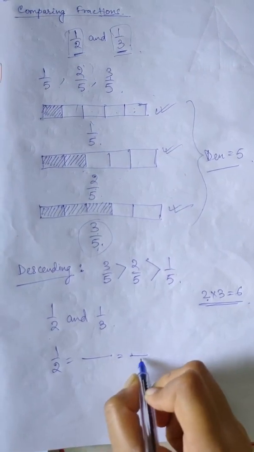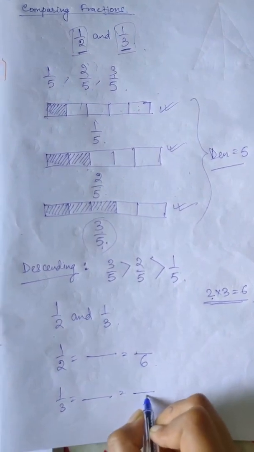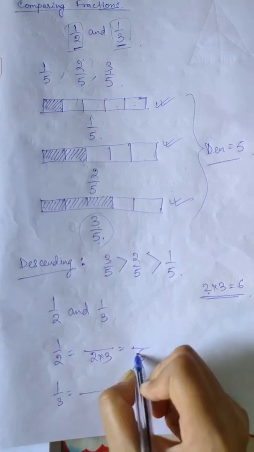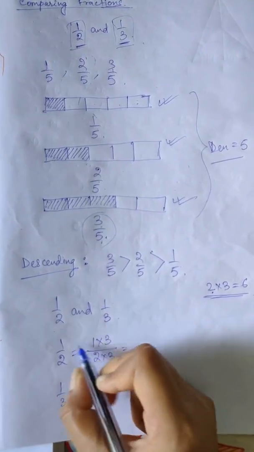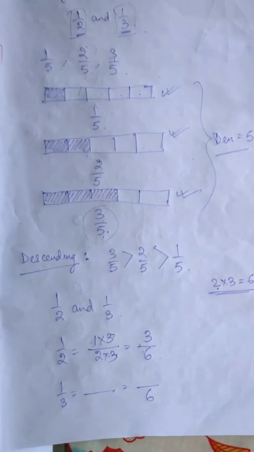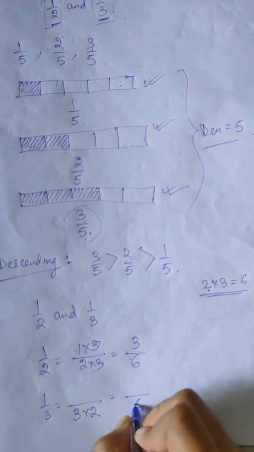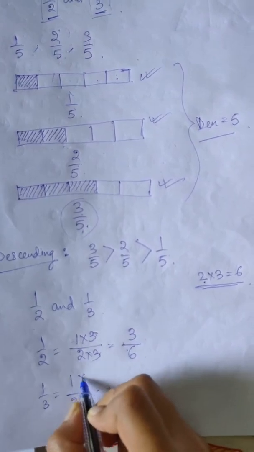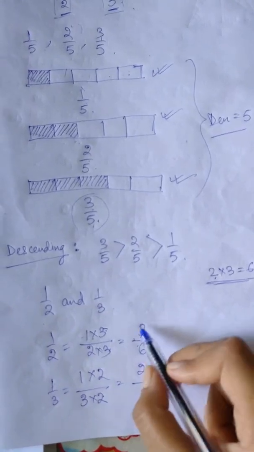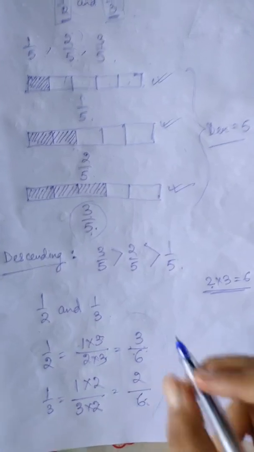If we get the denominator 6 for both of these fractions, we get different numerators. See, 2 multiplied by 3 gives 6. Again, 1 we need to multiply with the same number, so we are getting 3 by 6. In the next one, if we multiply 3 with 2, we will get 6. That means the numerator also we have to multiply with the same number, that is 2. So this is 2 by 6. Now these two have the same denominators, isn't it? So now just simply look at the numerators.